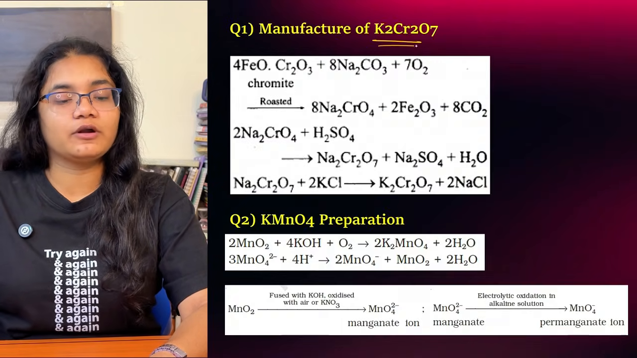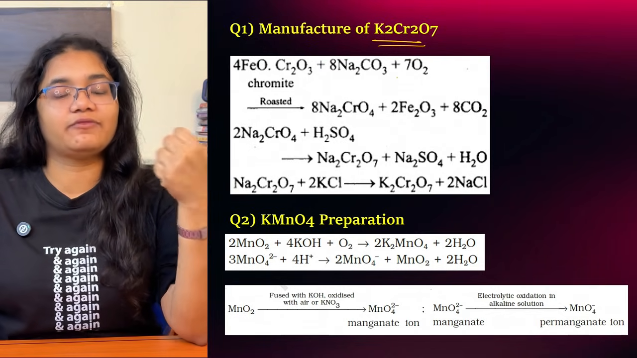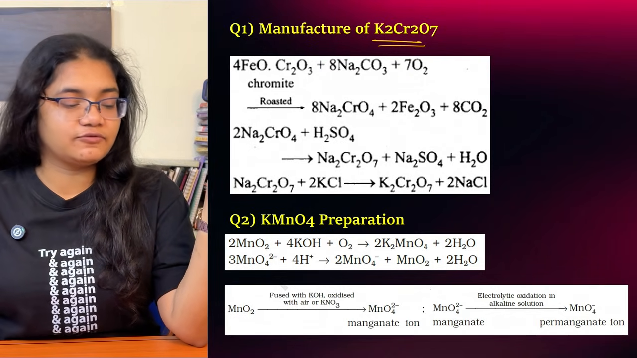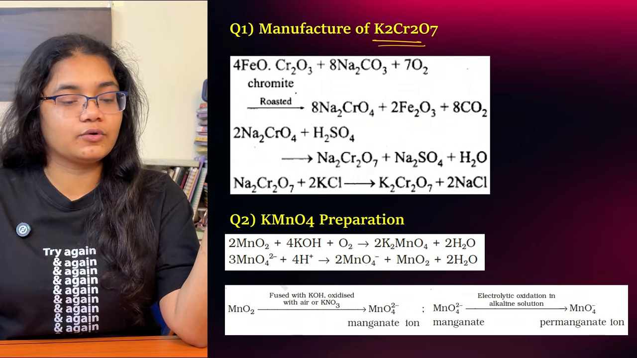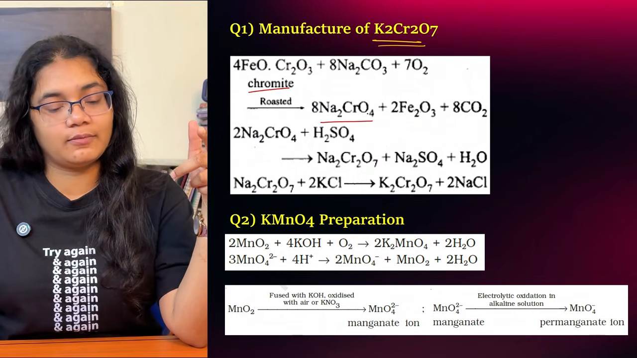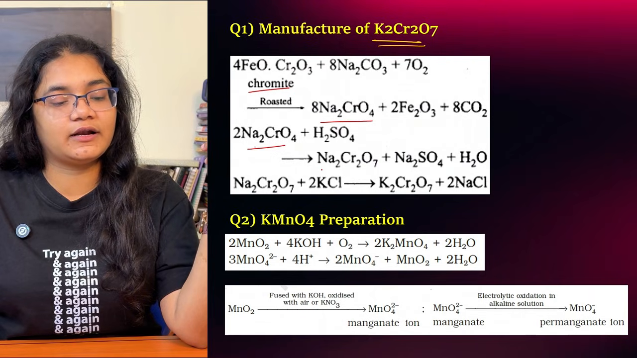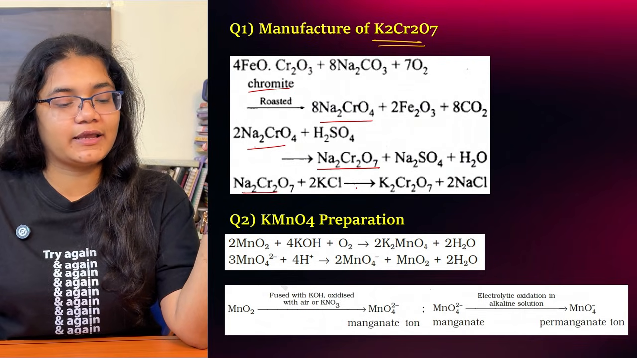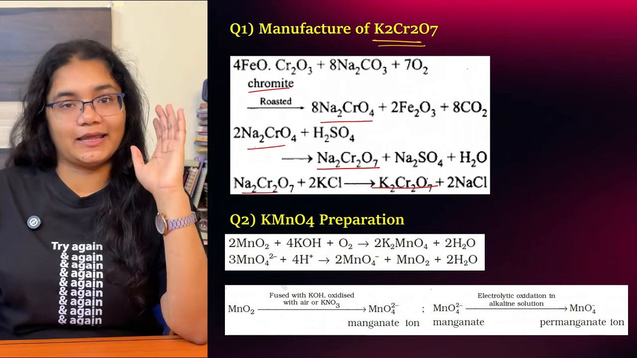So first, a very important question, and every year it is repeated, is the manufacture of K2Cr2O7. First, iron chromate is converted to sodium chromate, then sodium chromate gets converted to sodium dichromate, and sodium dichromate gets converted to potassium dichromate.